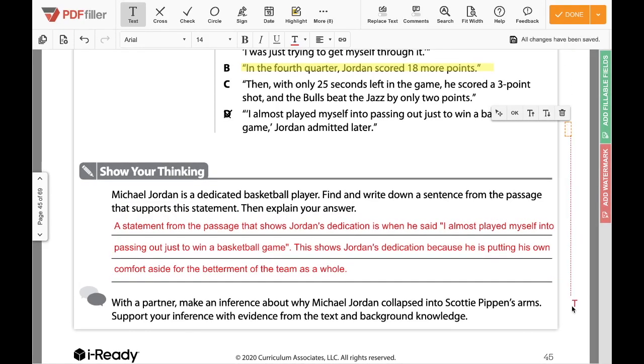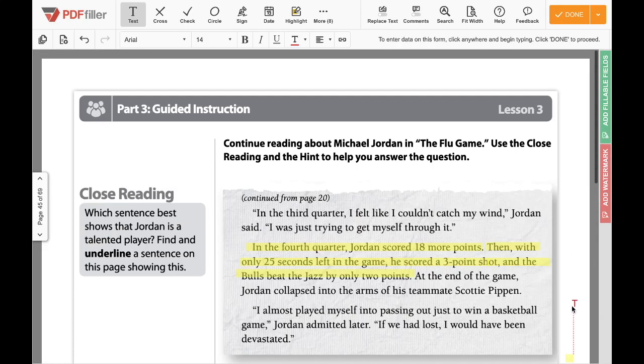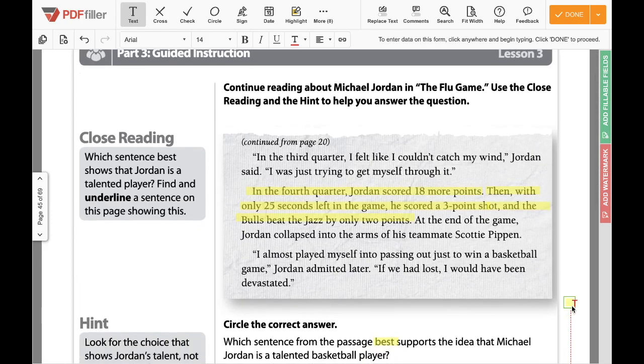So we'll just do the bottom part. I'll just talk through the bottom part a little bit. It says, make an inference about why Michael Jordan collapsed into Scottie Pippen's arms. Support your inference with evidence from the text and background knowledge. Let's just take a look up here. So it says, I almost played myself into passing out just to win a game. Right above that. At the end of the game, Jordan collapsed into the arms of his teammate, Scottie Pippen. I almost played myself into passing out just to win a basketball game, Jordan admitted later. If we had lost, I would be devastated.